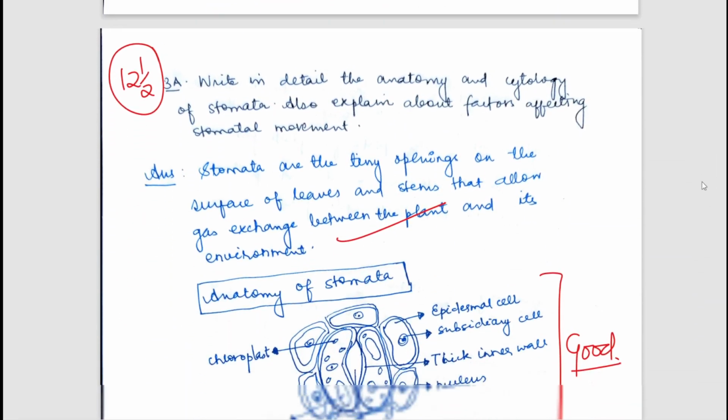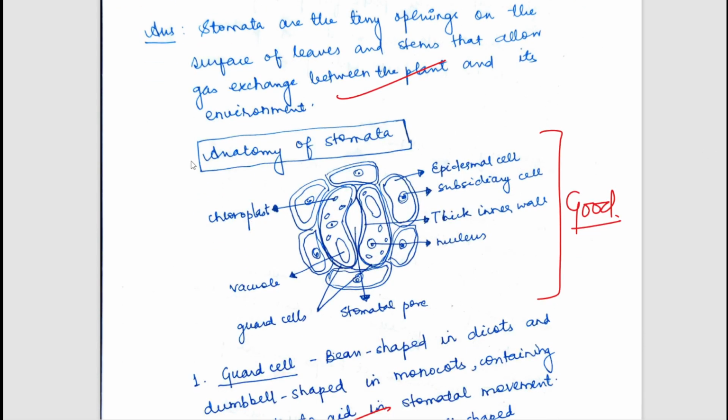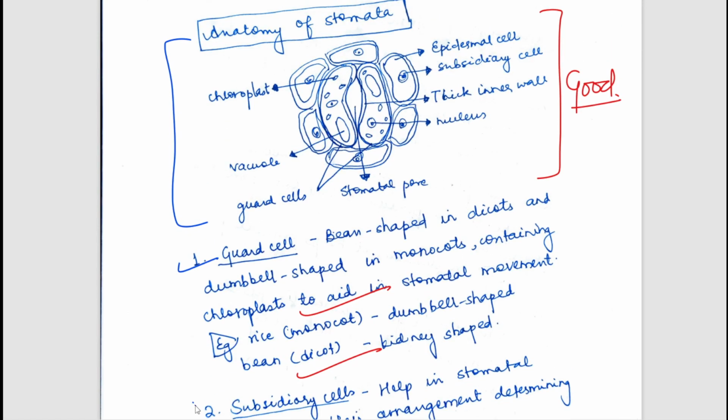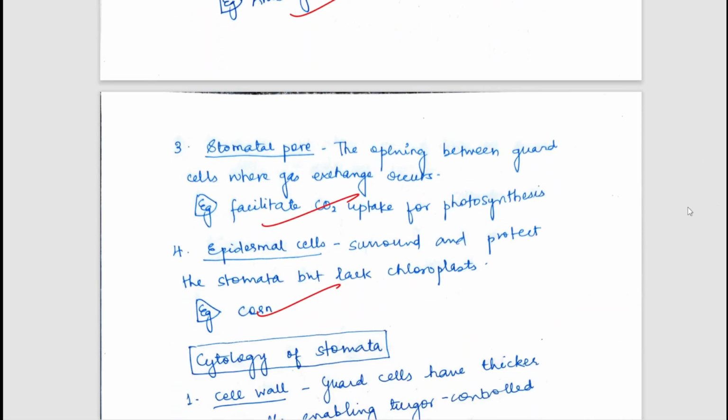Now let's move to the next question. The next question is to write in detail the anatomy and cytology of stomata and also explain the factors affecting stomatal movement. You can see the anatomy and the various structures of the stomata have been well labeled. The diagram of the stomata is well labeled, so it is very good. In anatomy, you will see guard cells and subsidiary cells are present. Everything has its own function. The stomatal pore is present, and epidermal cells are present.